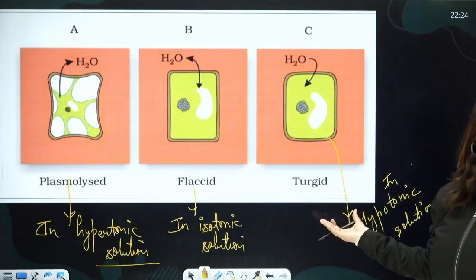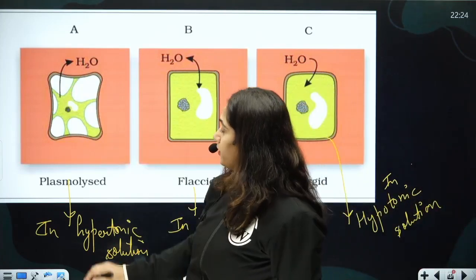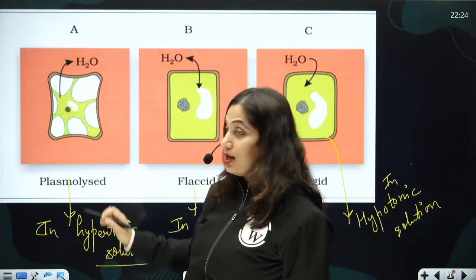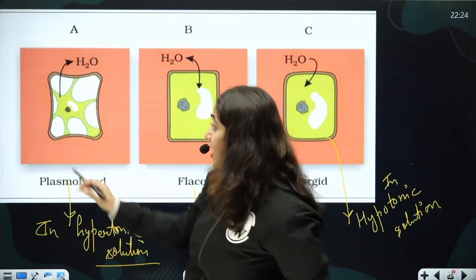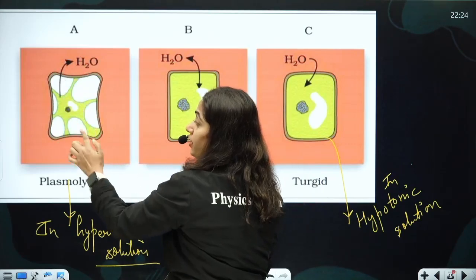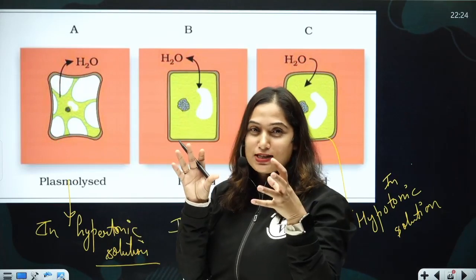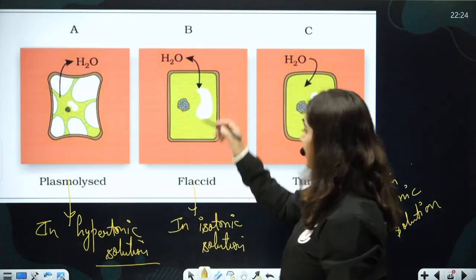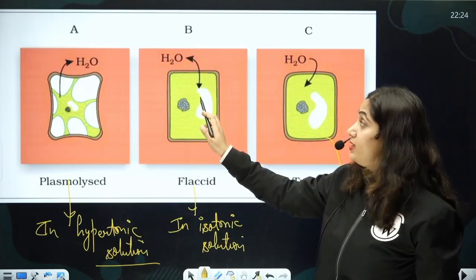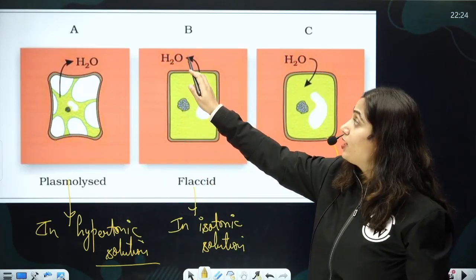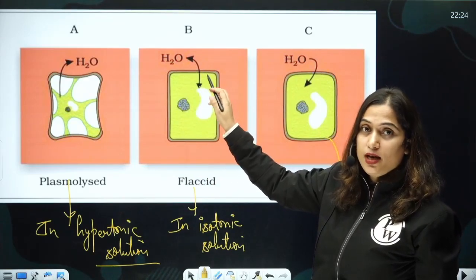Now this is the diagram of NCERT, important. Here you can see that this is a plasmolyzed cell. Water is going out of the cell. This is the plasma membrane. The plasma membrane is getting detached from the cell wall, and the protoplast is shrinking towards the center. This is a flaccid cell. Here you can see that the water going outside the cell is equal to the water going into the cell. So this is a state of equilibrium.